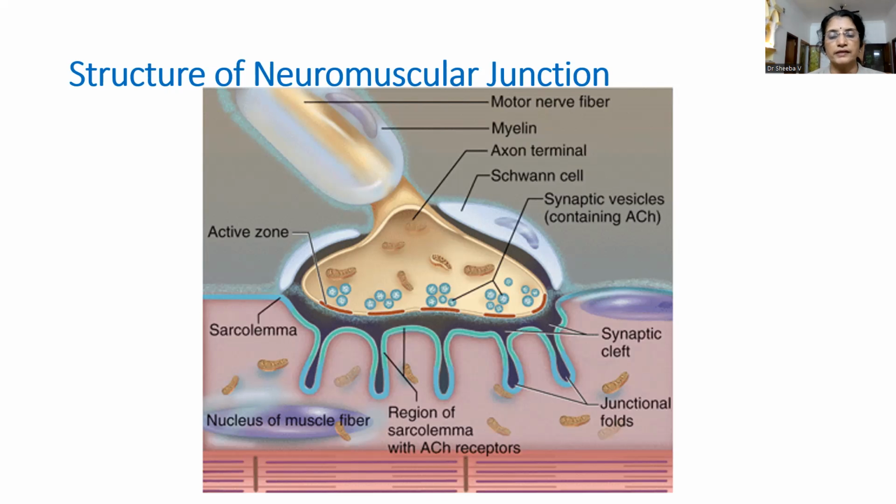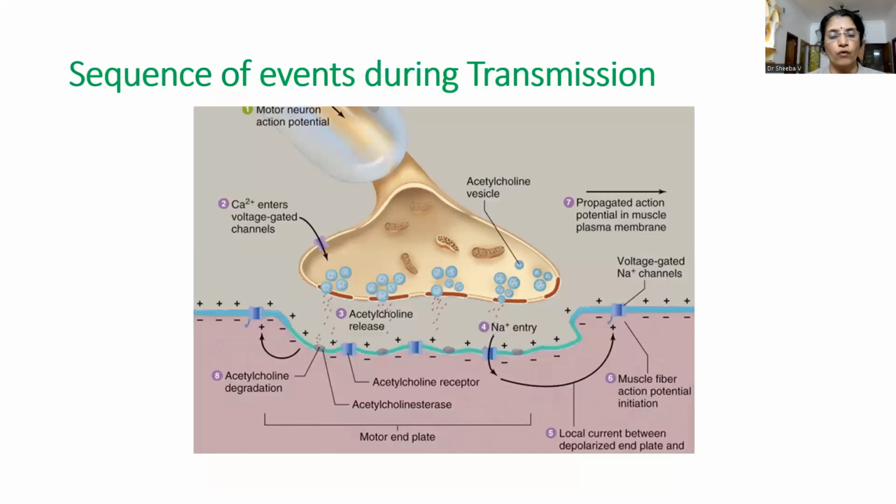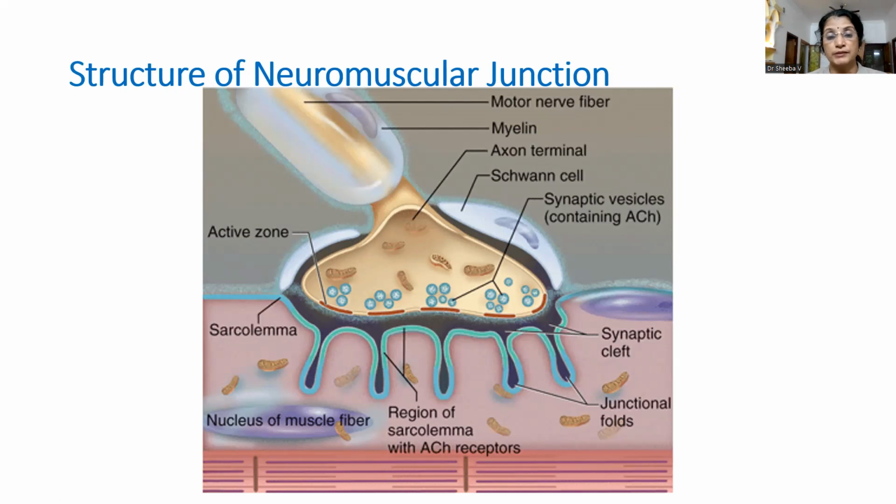In this picture, it is not shown, but on the presynaptic membrane there are voltage gated calcium channels through which calcium influx occurs. Okay, is it clear?